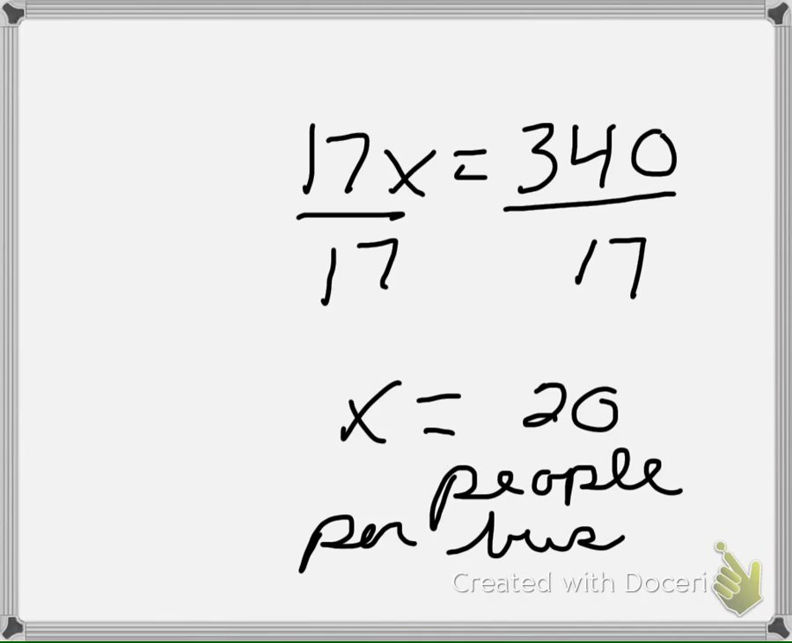Super easy equation to solve, right? Because there's only one step. This is multiplication, so you had to divide on both sides. There were 20 people on each bus.